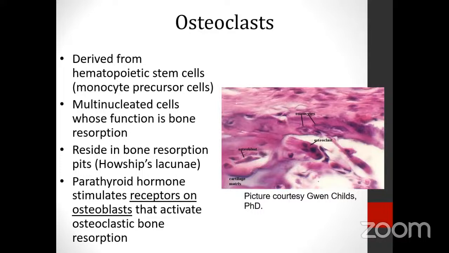Now, the osteoclast is, we can say, the bone-eating cell. They are derived from hematopoietic stem cells, and they are multinucleated. As you can see in the middle of the slide, you can see the cell with multiple nuclei. They reside in the Howship's lacunae, which is a space in the bone. And notably, we know that the parathyroid hormone doesn't have direct receptors on the osteoclast, whereas it has direct receptors on the osteoblasts, and the osteoblasts in turn activate the osteoclasts. Next.